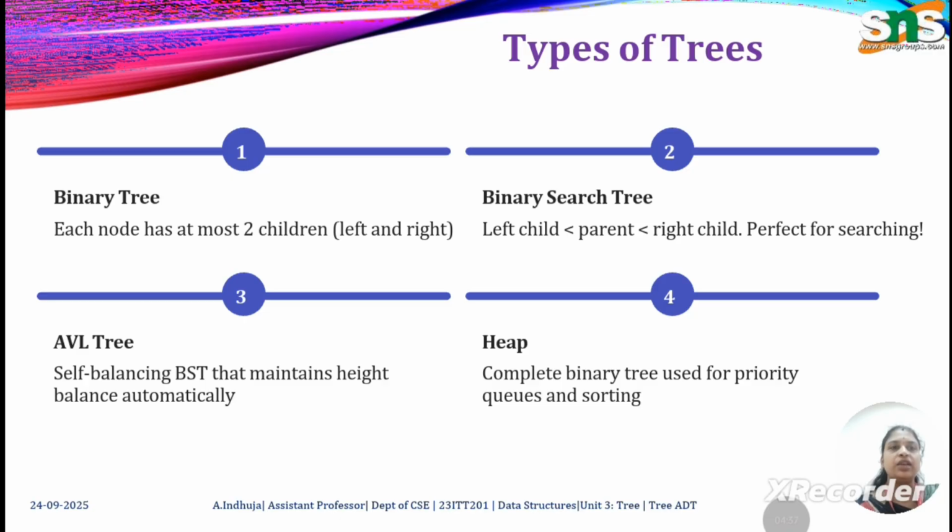Types of trees. According to our course, we'll be having 4 types of trees which we are going to see in this unit: binary tree, binary search tree, AVL tree, and then heap. A binary tree is one where each node has at most 2 children. The maximum number of children a node can have is only 2, and that's why it is called a binary tree.